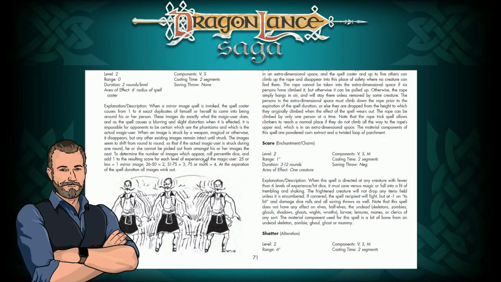When an image is struck by a weapon, magical or otherwise, it disappears, but any other existing images remain intact until struck. The images seem to shift from round to round, so that if the actual magic user is struck during one round, he or she cannot be picked out from amongst his or her images the next. To determine the number of images which appear, roll a percentile dice and add 1 to the resulting score for each level of experience of the magic user. 25 or less equals 1 mirror image. 26 to 50 equals 2, 51 to 75 equals 3, and 75 or more equals 4. At the expiration of the spell duration, all images wink out.